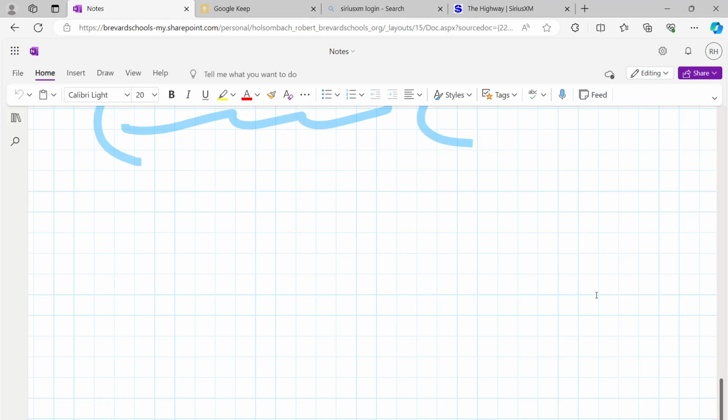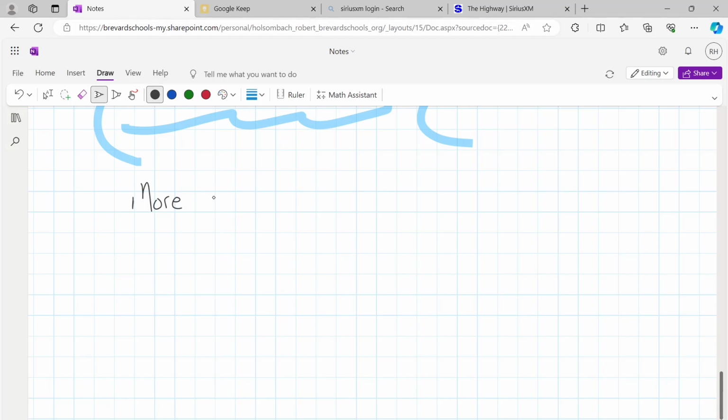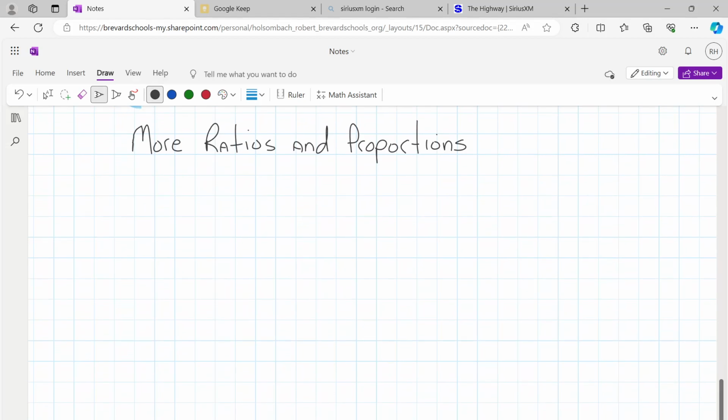All right, page 463 today, and we're looking at example number 4 there. So we're going to be working today on more ratios and proportions. All right, example 4, car ownership.